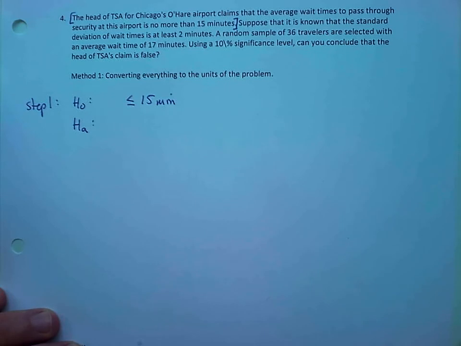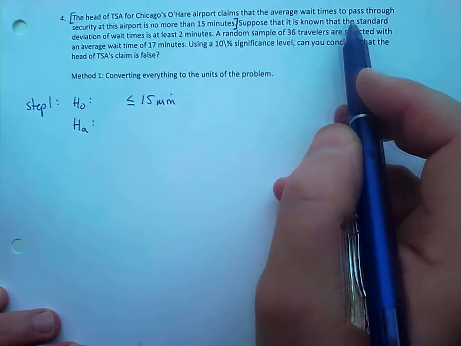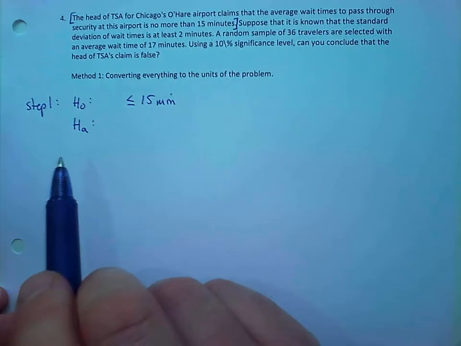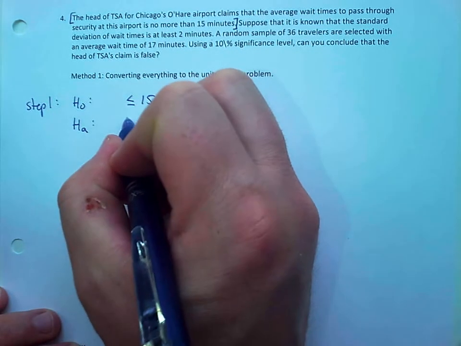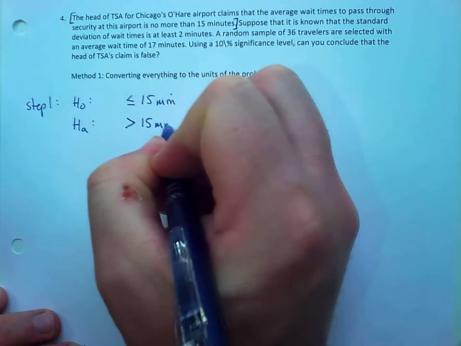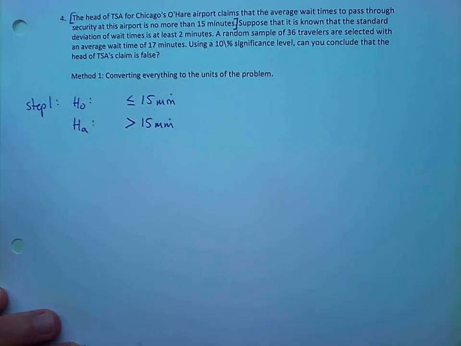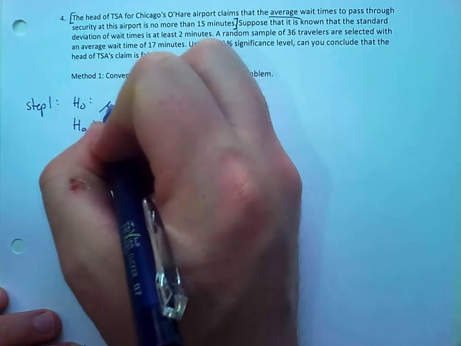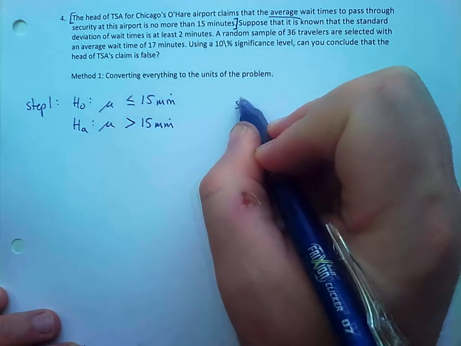Our second question that we ask ourselves is: is there a statement which does not contain equality? And the answer to that question is no. There is no statement which does not contain equality, because here it says, just suppose that it's known that the standard deviation of wait times is this. We have a random sample here of this, and here it's telling us what to do. So the alternative hypothesis becomes the complement of the null hypothesis, or strictly greater than 15 minutes. The third question that we ask ourselves is, what's our parameter of interest? We're dealing with the average wait time, so we're going to be using mu.